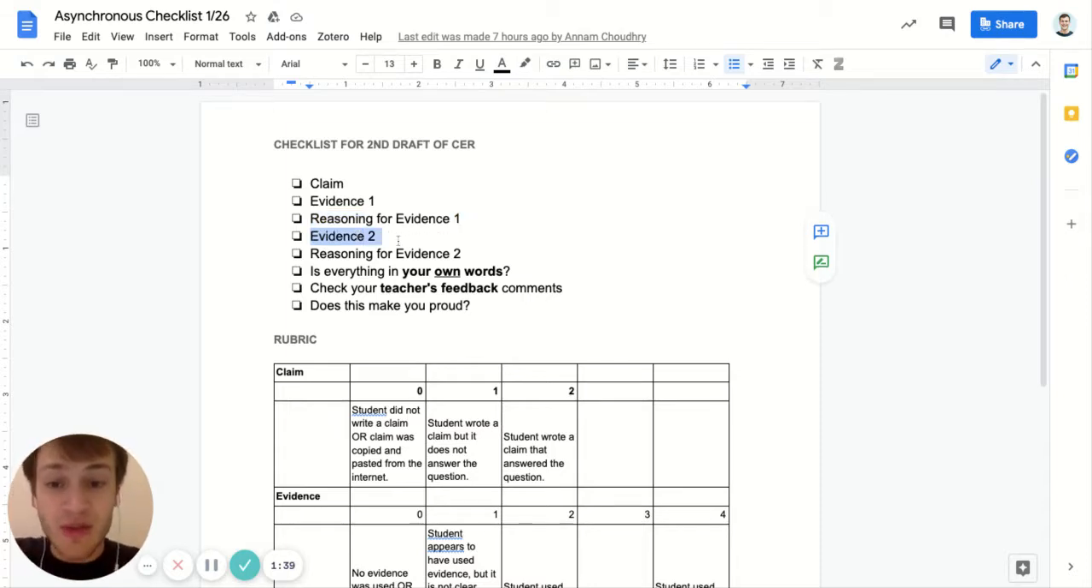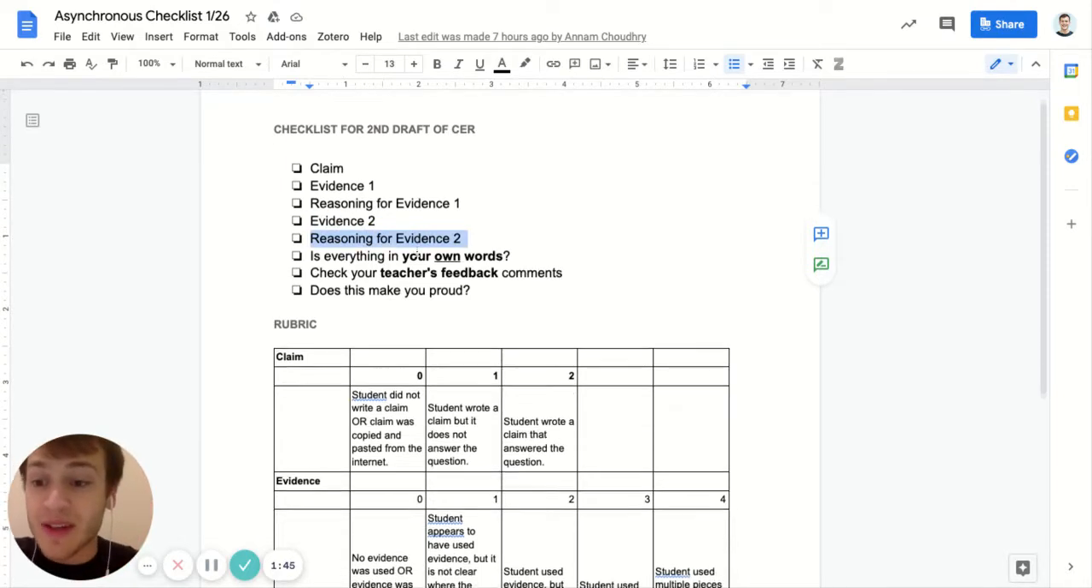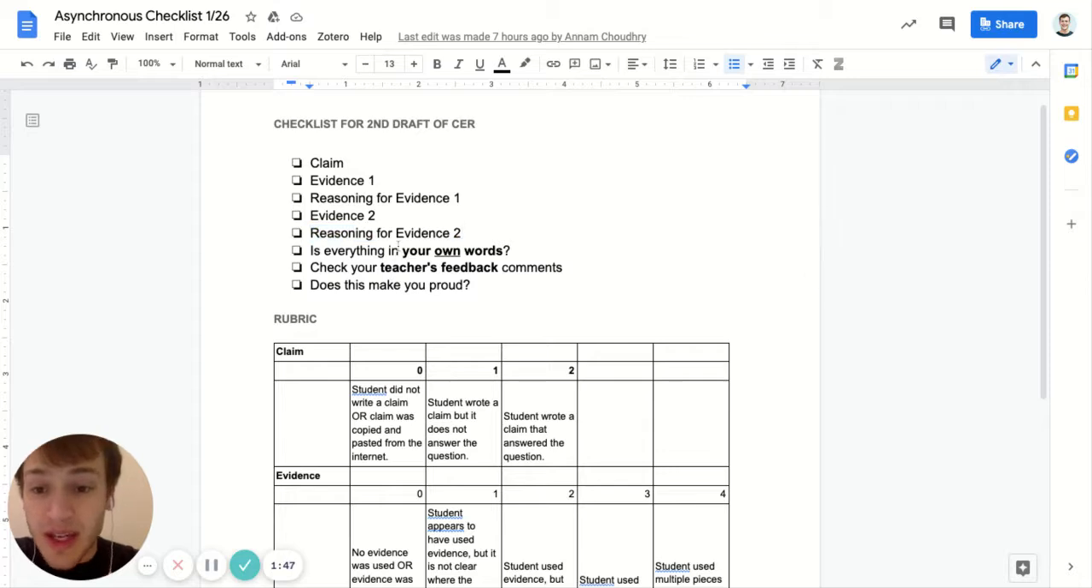Right? Then you'll double check if you have evidence two. So you do need at least two pieces of evidence, and of course, you'll need reasoning for that second piece of evidence as well. Right? Then you're going to double check that everything that is in your CER is in your own words.